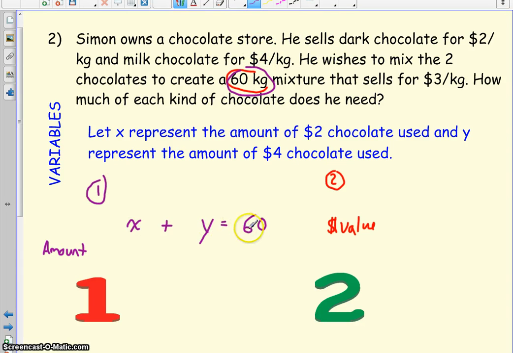So you add your two weights together, it should be 60 kilograms. That would give us our first equation: X plus Y equals 60. Okay, so that one's not too bad.